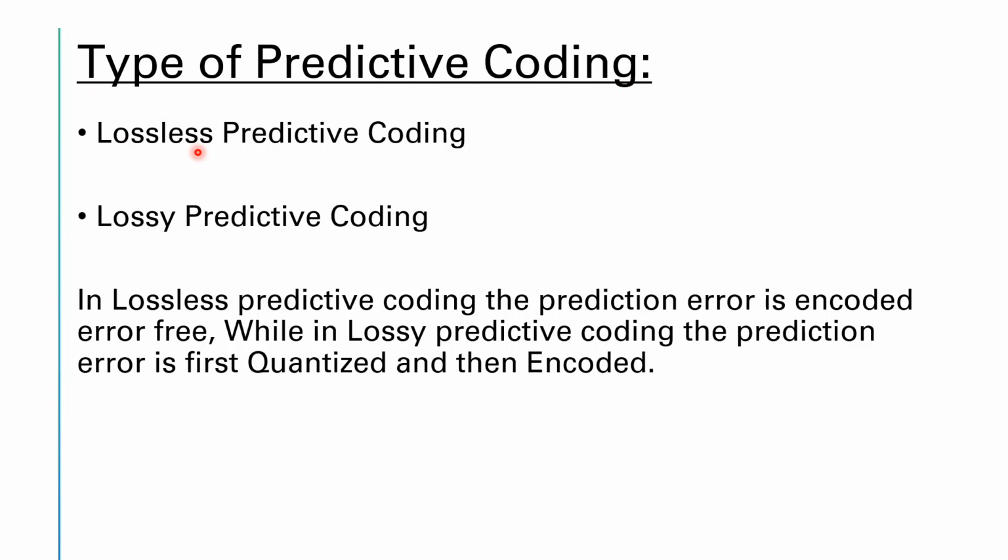Types of predictive coding: it is of two types, lossy predictive coding and lossless predictive coding. The main difference between lossy and lossless predictive coding is the quantization step. In lossless predictive coding, the prediction error is encoded error free, whereas in lossy predictive coding, the prediction error is first quantized and then encoded.